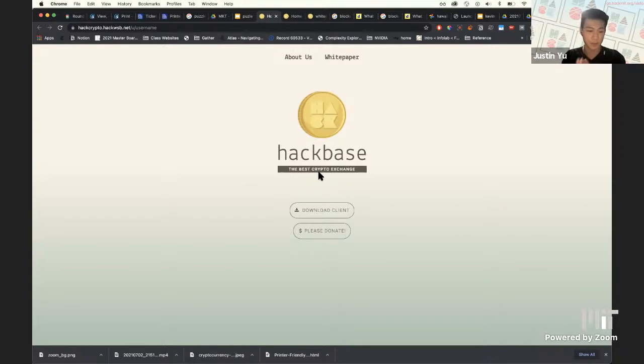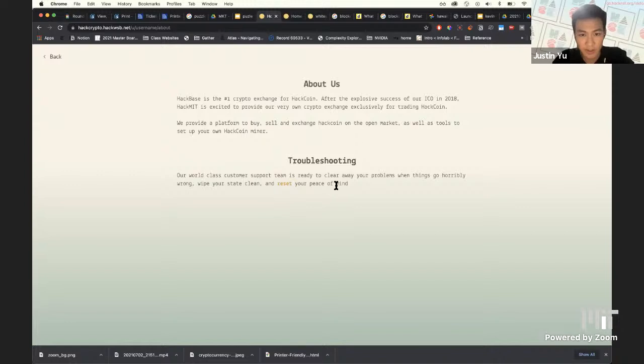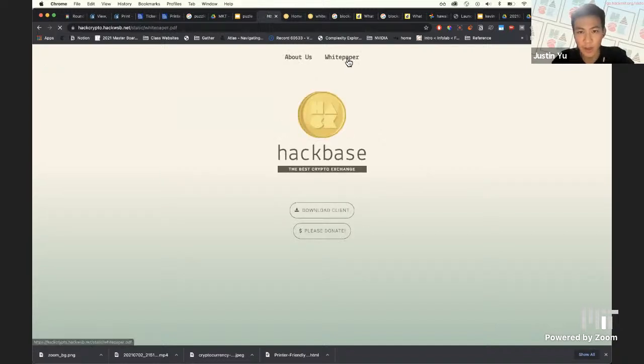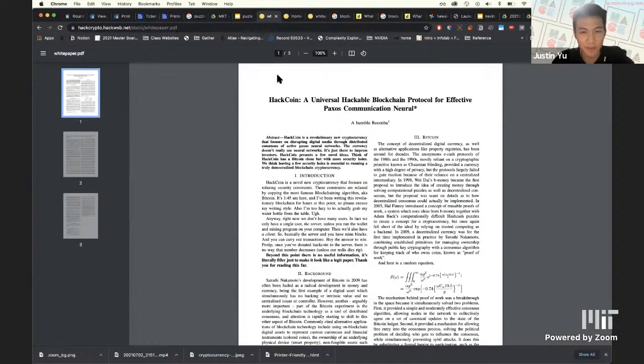for this new crypto exchange called HackFace, the best crypto exchange in the world. Premier crypto exchange for HackCoin, which is our Hack MIT currency. There's an About Us page, which has nothing except this handy reset button to reset the puzzle when you need it. And then there's a white paper, which just opens this PDF of a kind of troll blockchain paper.